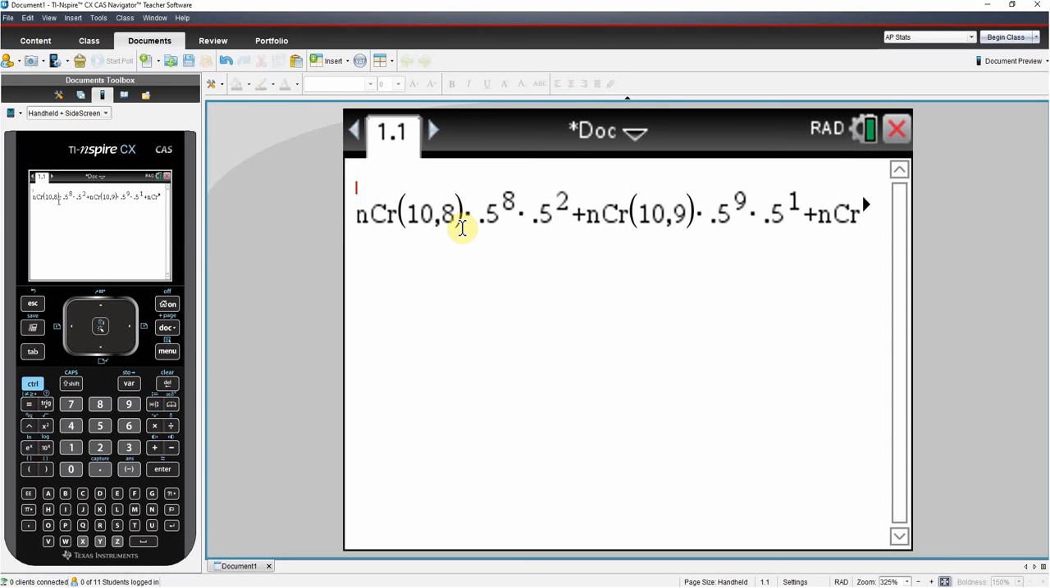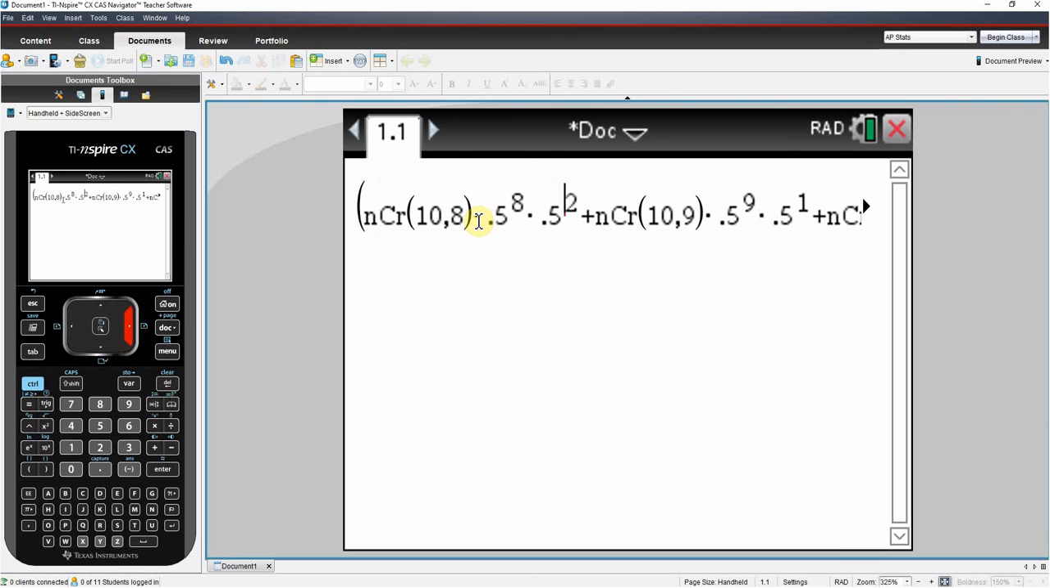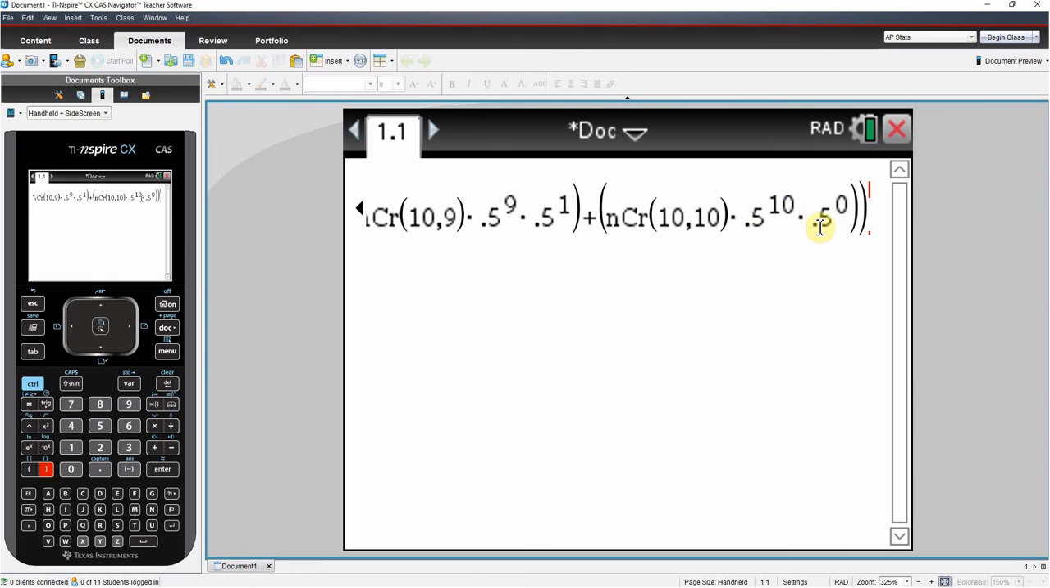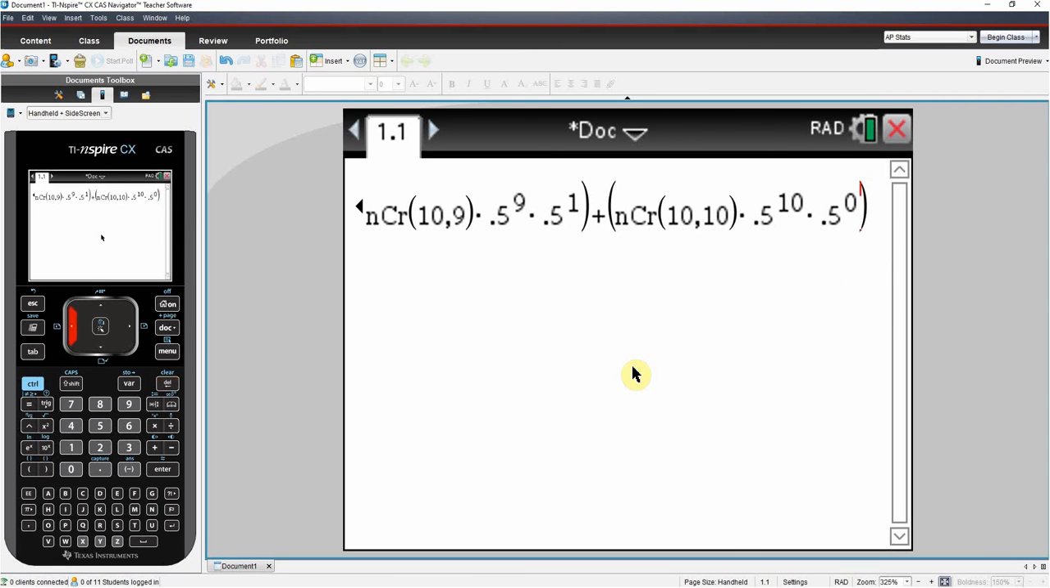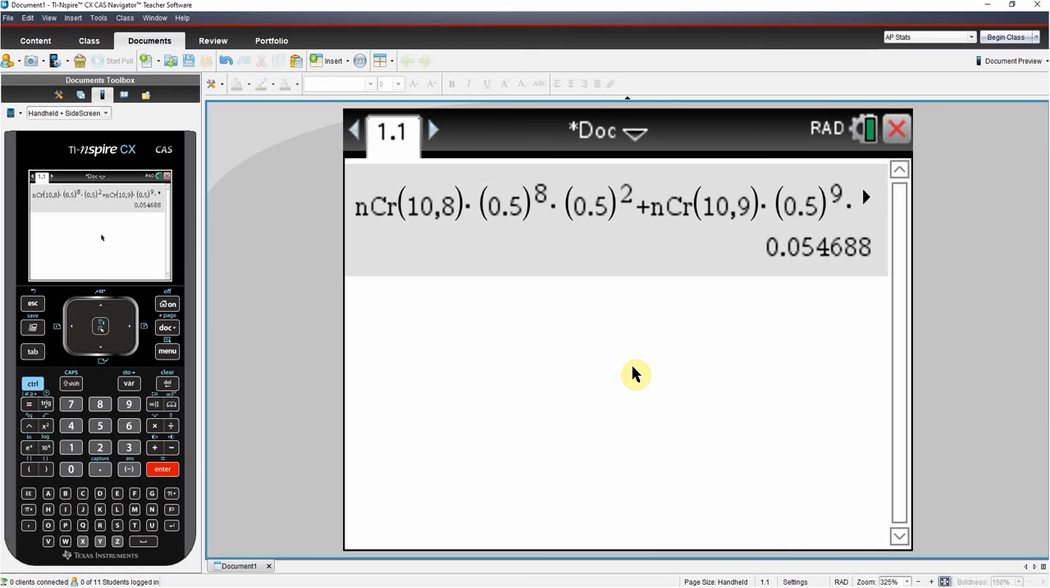I've already entered it into the calculator for us here. We've got 10c8 times 0.5 to the 8th power times 0.5 to the 2nd power, etc. We're going to add the 3 probabilities together. If you want to be extra clear, put each probability into its own set of parentheses. That shouldn't be necessary, but it never hurts to be extra clear. That helps us visualize that the first set of parentheses is the probability of 8 heads, this is the probability of 9 heads, and lastly we have the probability of 10 heads. Now we can just hit enter, and there's our probability.